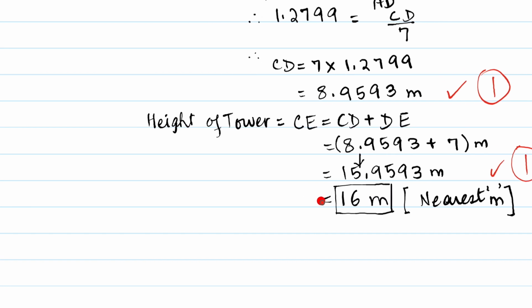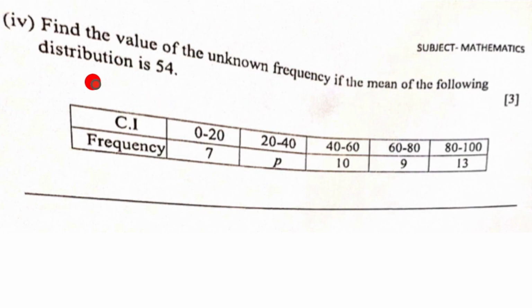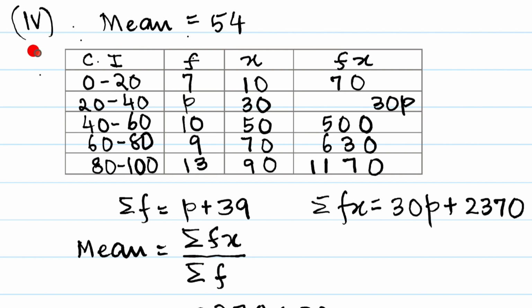Let's come to the last question. The last question: find the value of the unknown frequency if the mean of the following distribution is 54. Now, the class intervals are given, frequency has been given, so we need to make the tables. Let us draw the table. So the table is drawn, mean is written as 54. We have written the values here of the class interval and the frequency.